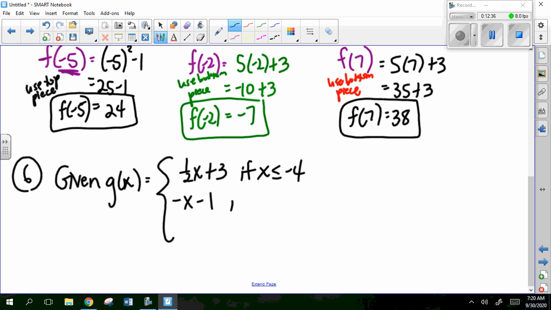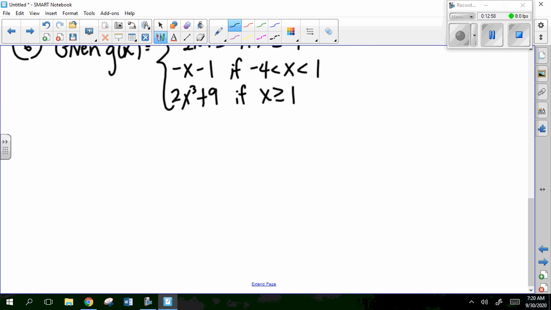-x minus 1, if x is between -4 and 1. That's actually how you read that. But you can say if -4 is less than x is less than 1. All right, and then I'm going to throw in a cubic, 2x cubed plus 9, if x is greater than or equal to 1.